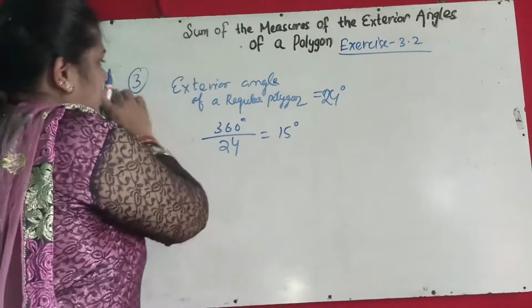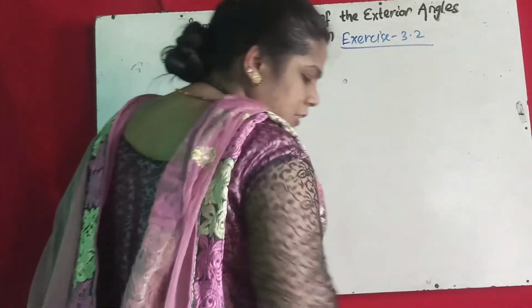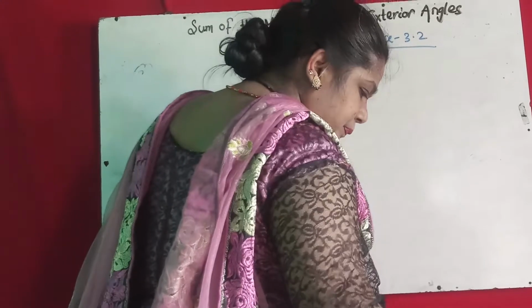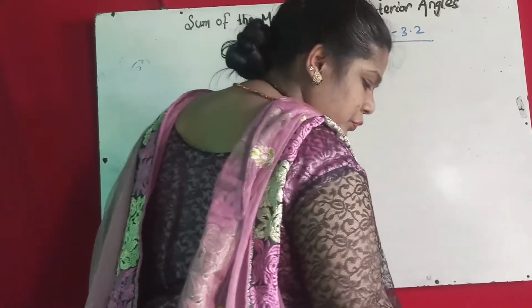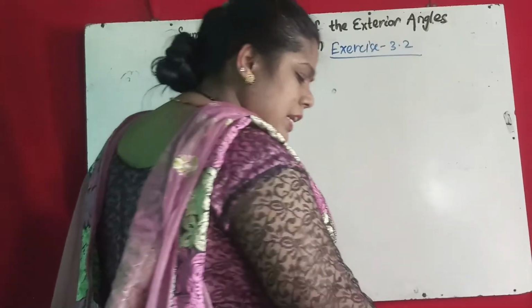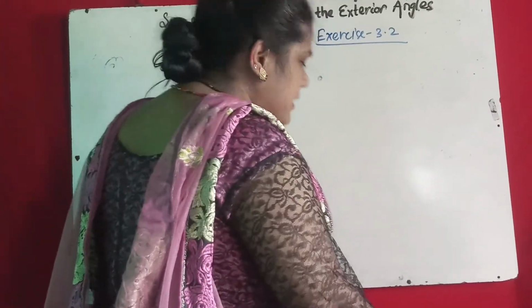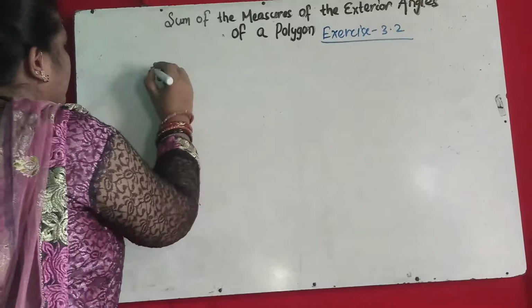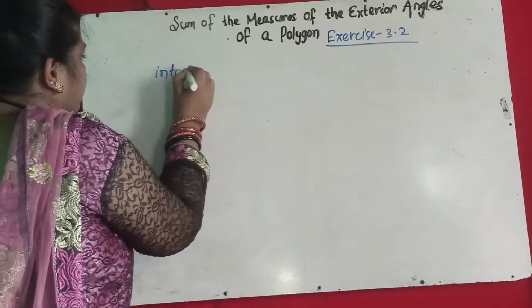Then it is number 4. Number 5 is what? No, sorry, it is 3. Again number 4. How many sides does a regular polygon have if its interior angle is 165? Here the interior angle is given.